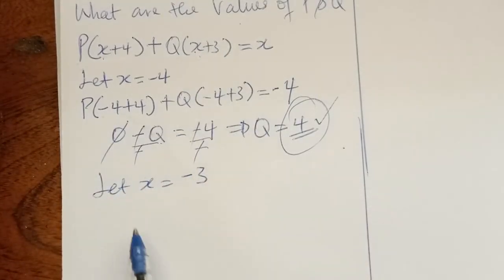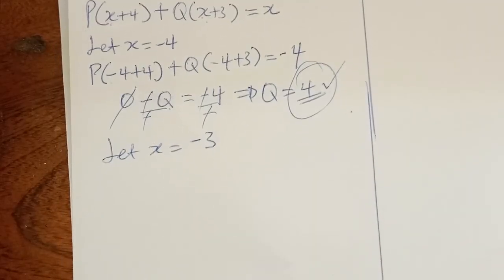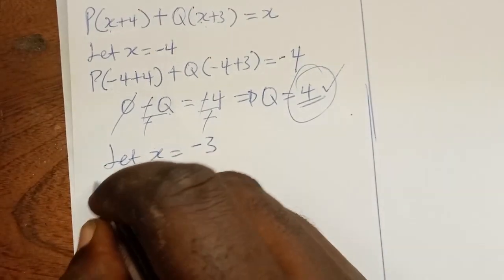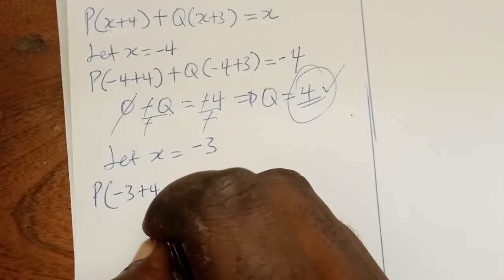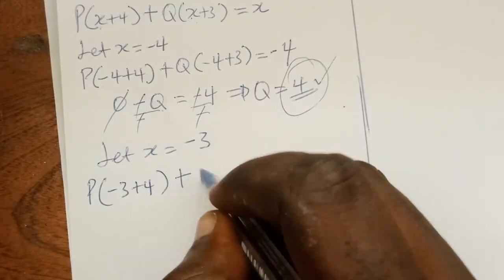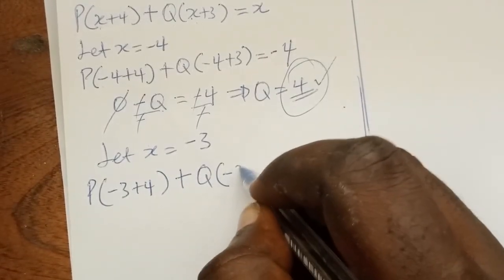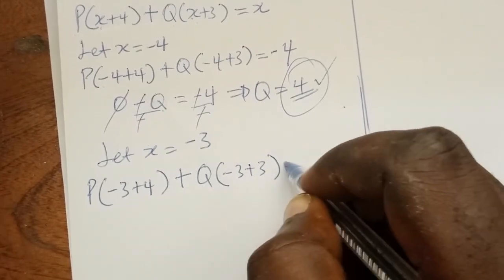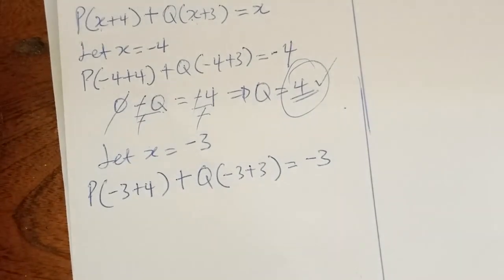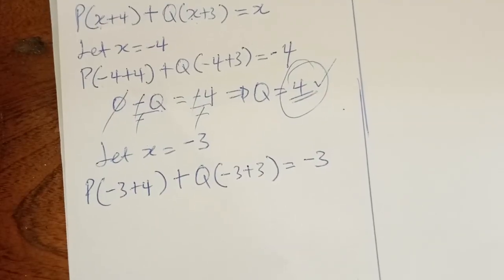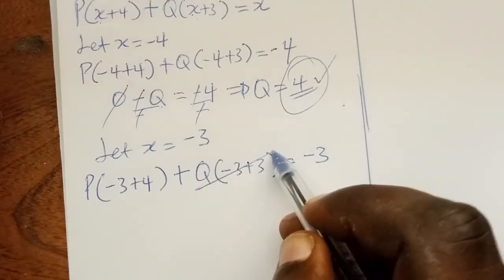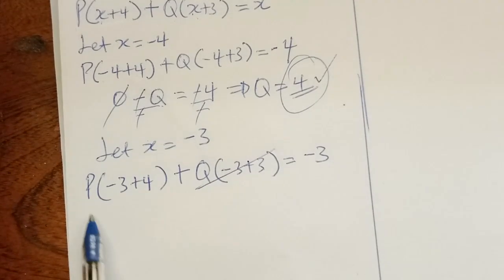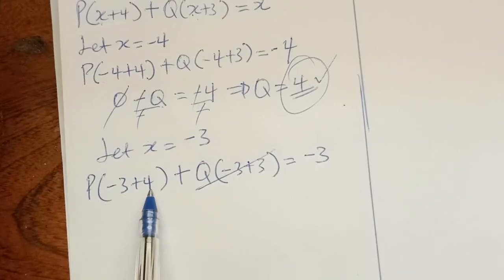So let's rewrite this expression here and insert the value of x this time. We are going to say P into (minus 3 plus 4) plus Q into (minus 3 plus 3) is equal to minus 3. Now what you are going to see is that minus 3 plus 3 is 0, so 0 times Q, Q is taken away. So this is wiped off, and what we have now is P that is left. Minus 3 plus 4 is just 1, and P times 1 is just P.